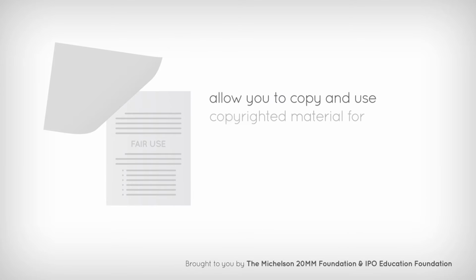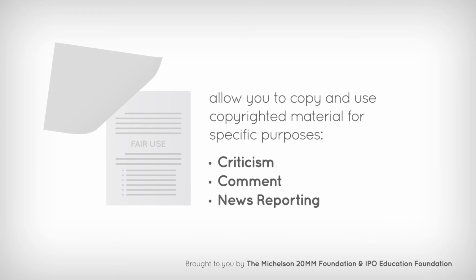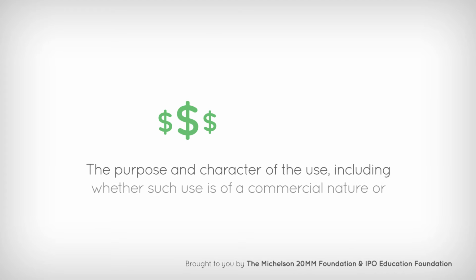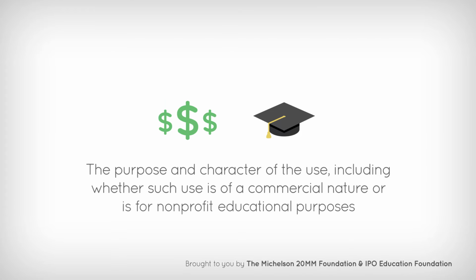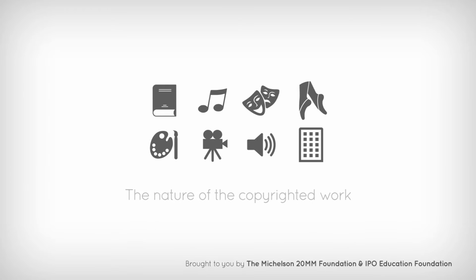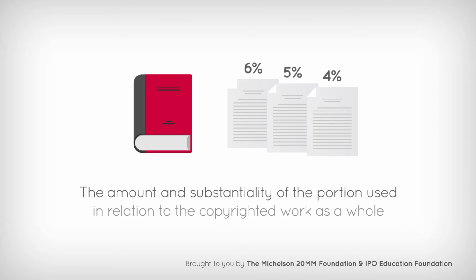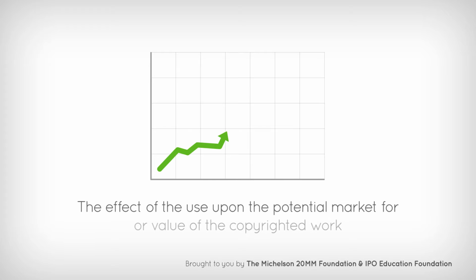The fair use provisions of the Copyright Act allow you to copy and use copyrighted material for specific purposes, including criticism, comment, news reporting, teaching, scholarship, or research that serve the public interest as determined by four factors. The purpose and character of the use, including whether such use is of a commercial nature or is for nonprofit educational purposes. The nature of the copyrighted work. The amount and substantiality of the portion used in relation to the copyrighted work as a whole. The effect of the use upon the potential market for or value of the copyrighted work.